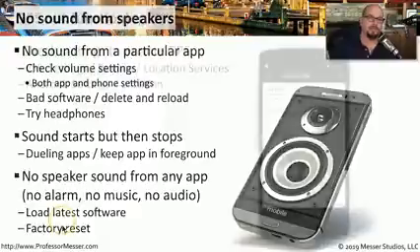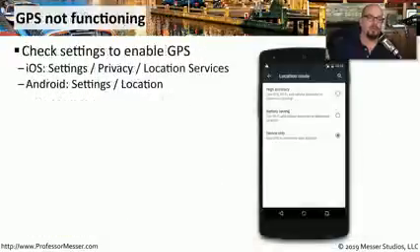Our mobile devices include Global Positioning System, or GPS, hardware that allows our applications to know exactly where we happen to be. If this is not working properly, we may want to check the settings and make sure that the GPS is turned on.